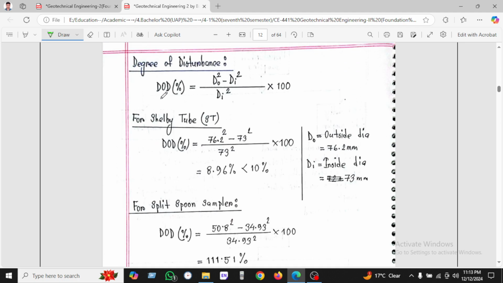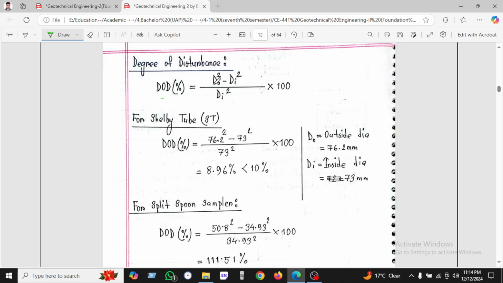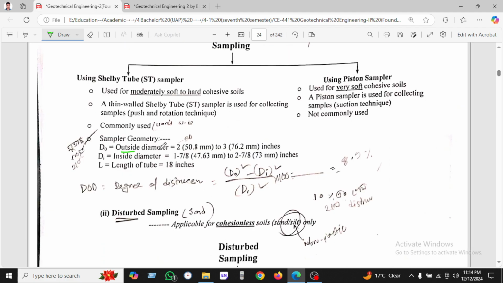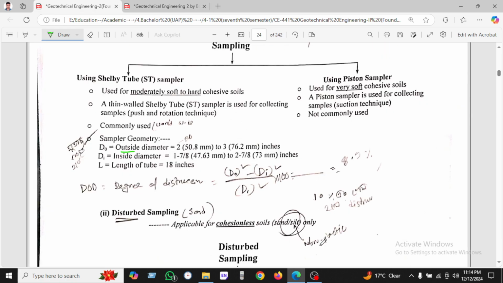So we know the degree of disturbance. D0 means outer diameter, outer side into inside diameter into inside diameter square into 100. So for the Shelby tube, we put in all these values and found 8.96, which is less than 10.